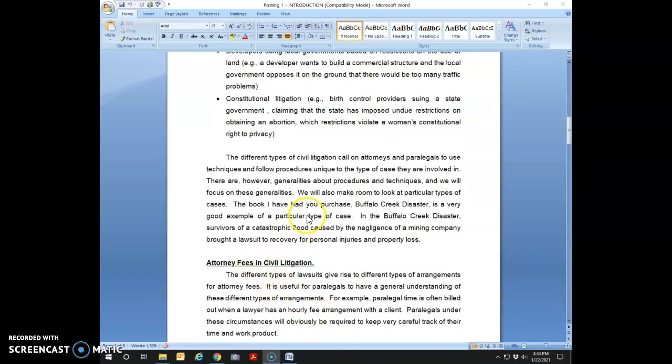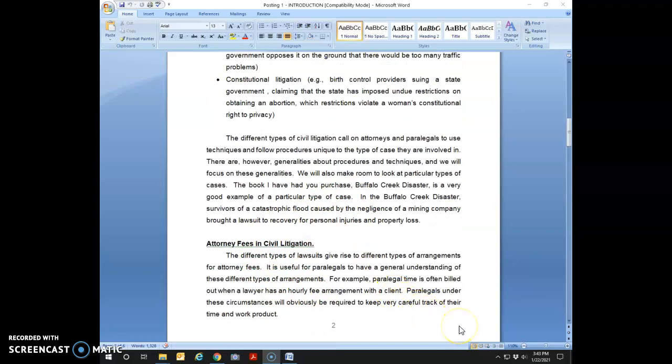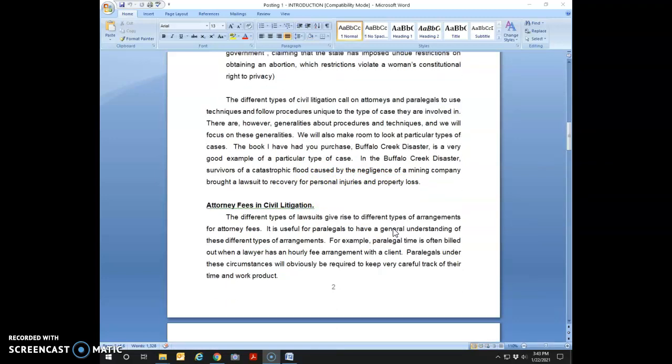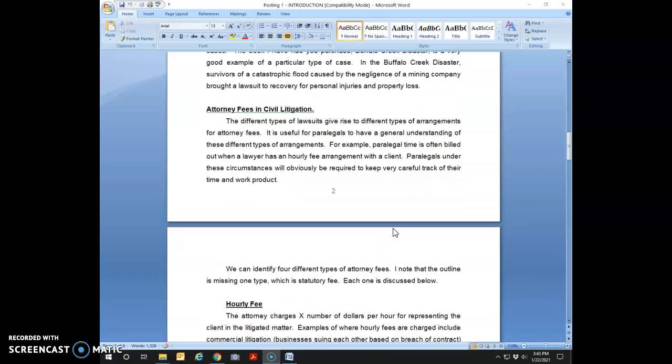But we do have different types of civil cases, and one of the things I'll try to do in giving examples is to use different types of cases for different examples, so we get a feel for that. Also, we're using the Buffalo Creek disaster, a nonfiction book, as one part of the course, and that is a particular type of case where survivors, as I put in the outline, of a catastrophic flood caused by the negligence of the mining company, brought a lawsuit to recover for personal injuries and property loss. So that'll give us insight into different types of litigation.